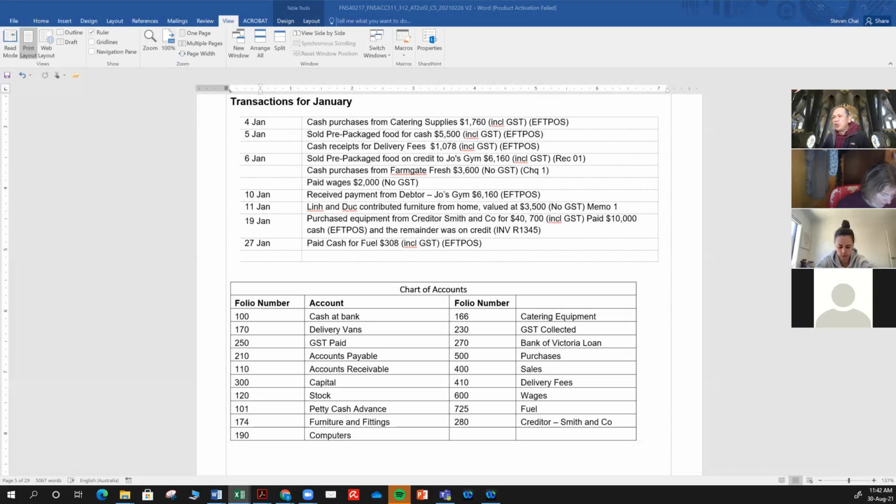The folio number was 300, yes. You're increasing your capital because you're contributing to the business, so you're contributing to your equity. It's 3,500 because you haven't purchased it. It's been donated. You haven't actually paid anything for it. We don't call it donated, Chris, we call it contributed. Sorry. It's an asset, but it's also increasing capital because it's being contributed. You haven't spent anything.